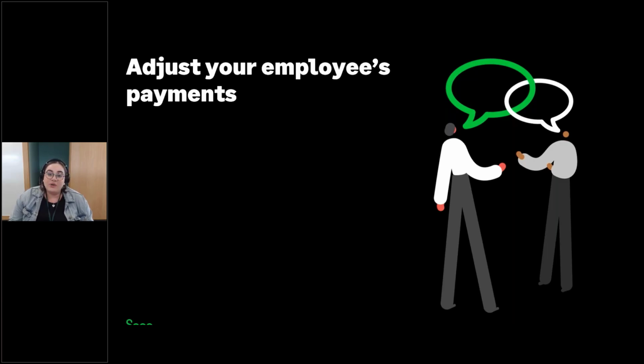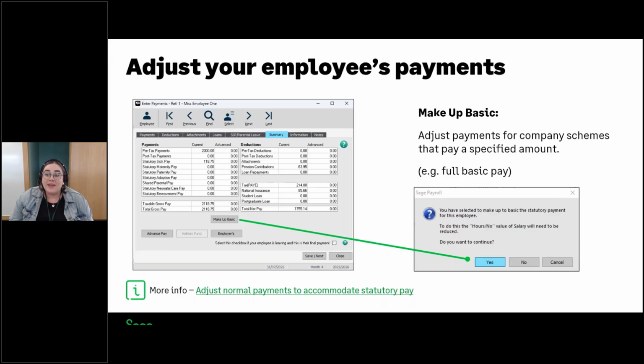But the first scenario that I want to show you is an option called Make Up Basic. This is a really good option for companies that do have a policy in place for an employee to get their full wage for a certain amount of time, for example. So Make Up Basic will allow you to reduce the employee's normal pay to take into consideration the amount of sick pay that's being calculated for them, and just help to make sure that you don't pay them too much.